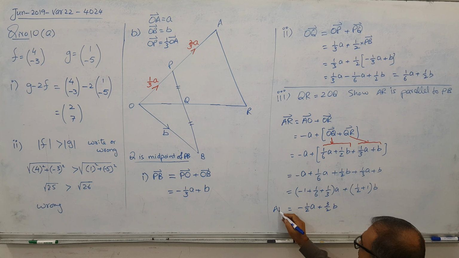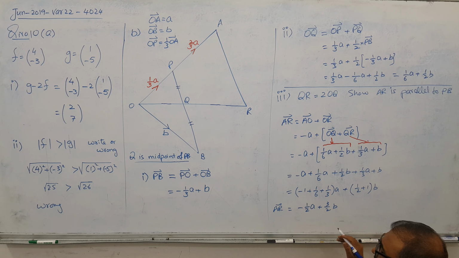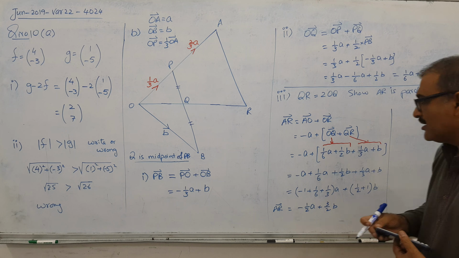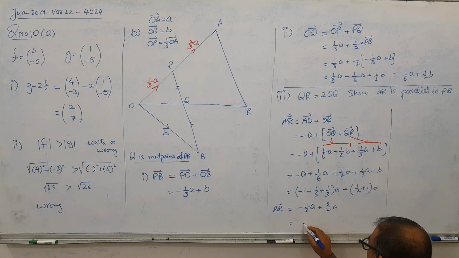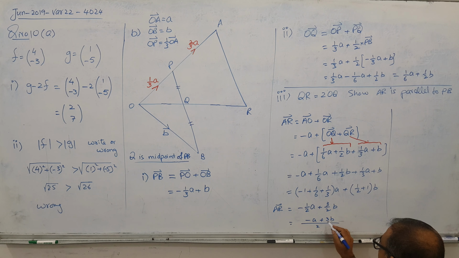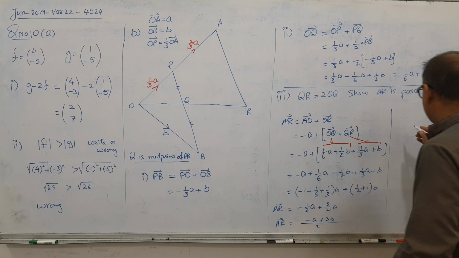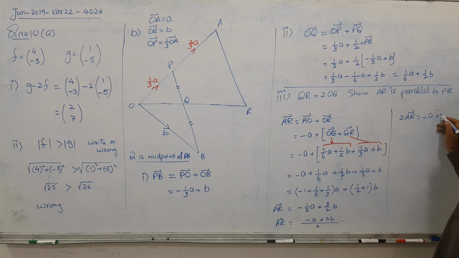This is the AR answer. Now I have to create a link there. So do one thing: take LCM here and take LCM there. LCM here is so simple. LCM is 2, so minus A plus 3B, and this is the AR. Can I bring this 2 there? Yes. Then I can say that 2AR is equal to minus A plus 3B. This is link number 1.